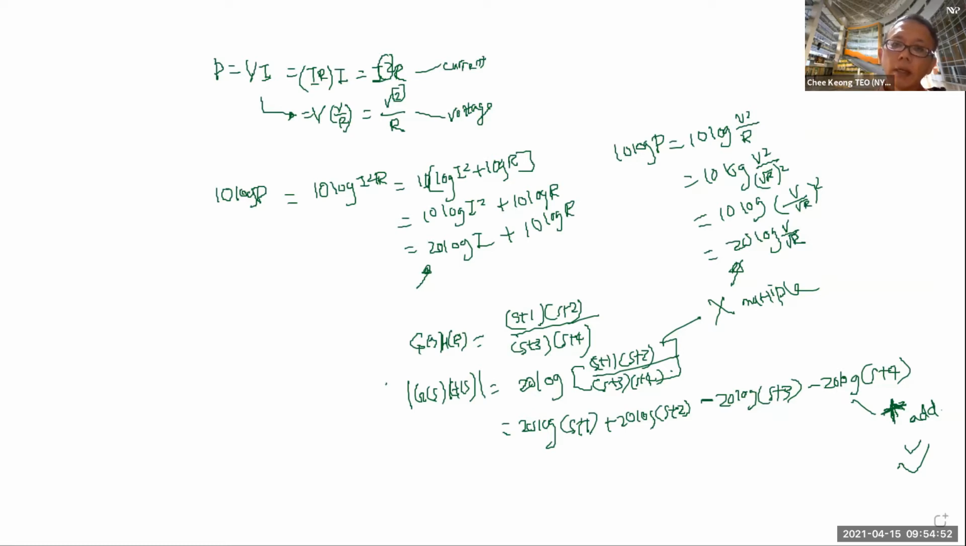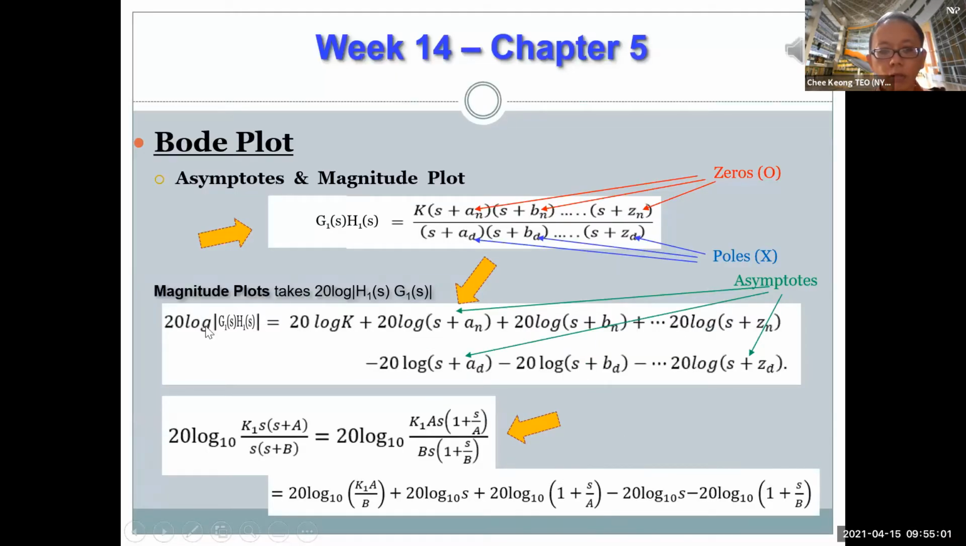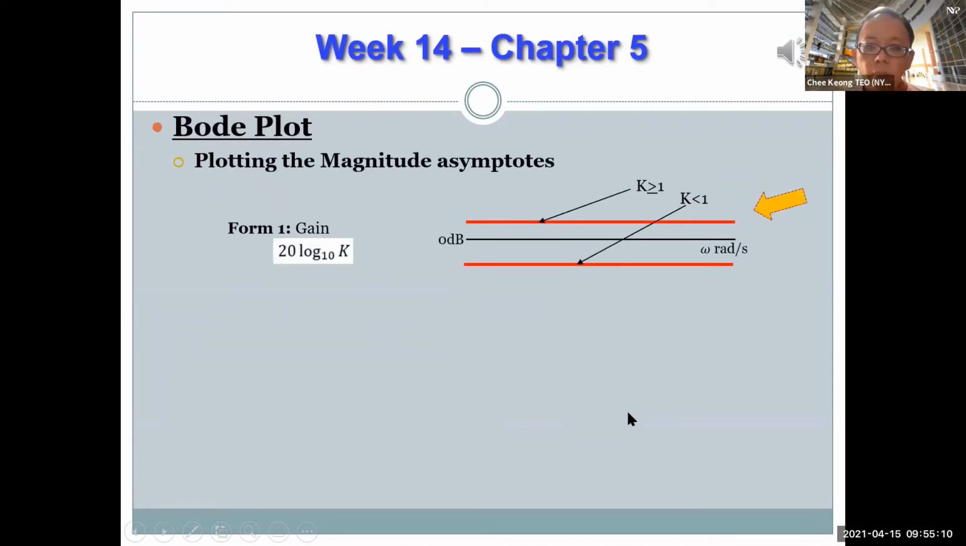That is for the magnitude plot only. Remember just now we said that we only look at the overall magnitude plot or the phase plot of the open loop gain. So this is the magnitude plot portion. You just use 20 log on the whole thing and basically get plus or minus each of the asymptotes. For plotting the asymptotes for the magnitude plot, there are a few standard forms. Firstly, form 1, the gain term, is the 20 log of a constant number. If the constant number is positive, the 20 log will result in a horizontal line above 0 dB. If the constant number is negative, it will result in a horizontal line below 0 dB.